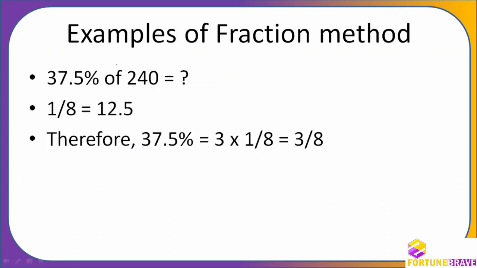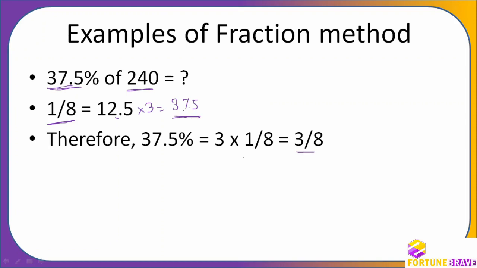Okay, some more examples of fractions. So how do we do this? 37.5% of 240. Now when I see 37.5, I should remember that we had done 1 by 8 and we had seen this 37.5. What is this 37.5? Because 1 by 8 is equal to 12.5. If I multiply this with 3, what I'll get is 37.5. This I know, right or wrong? We know 12.5 into 3 is equal to 37.5, which is equal to 3 by 8.